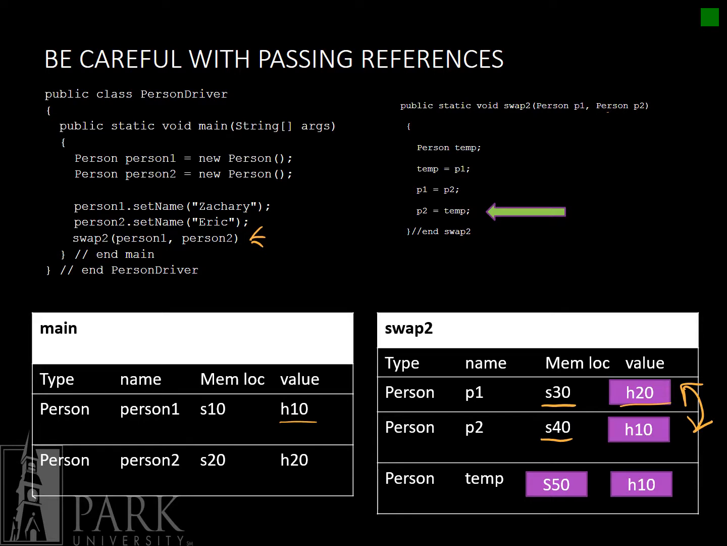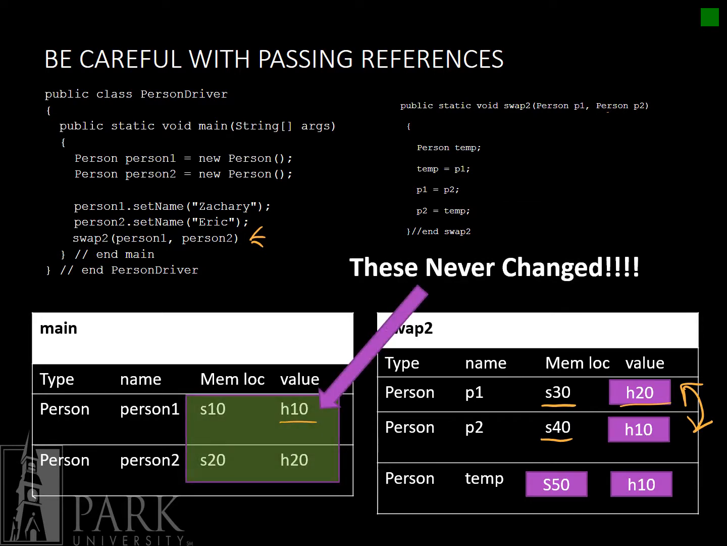But notice what didn't happen. These values over here never changed. So we didn't actually swap person 1 and person 2. All we did was swap P1 and P2.